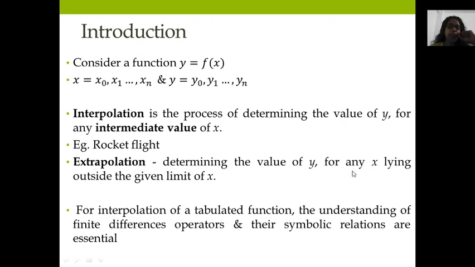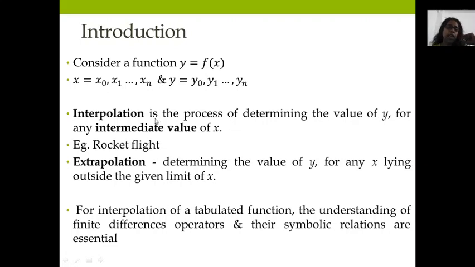Consider a function y equal to f of x, where x are x0, x1, etc., xn, and y is given as y0, y1, etc. up to yn. So, what is interpolation? Interpolation is the process of determining value of y for any intermediate value of x. That is, it is the process of determining the value of y at any intermediate values of given x.